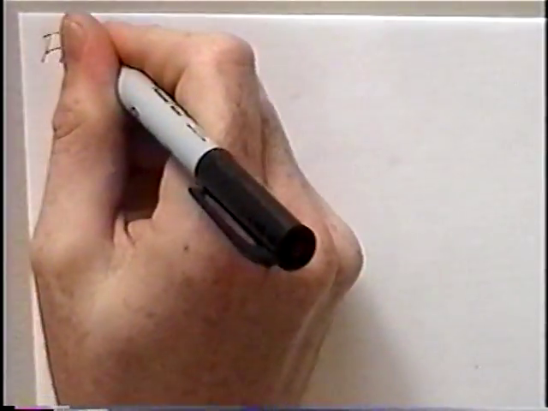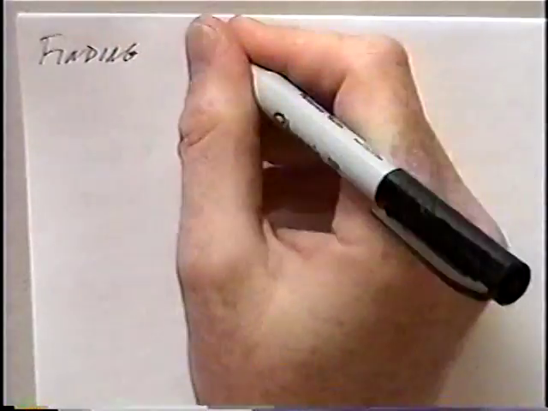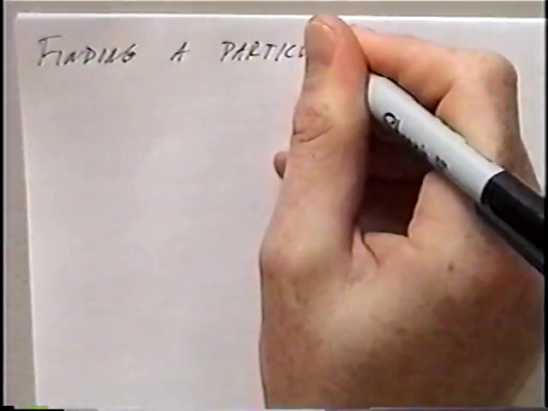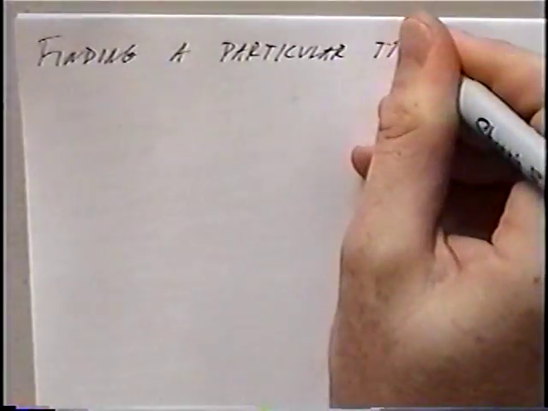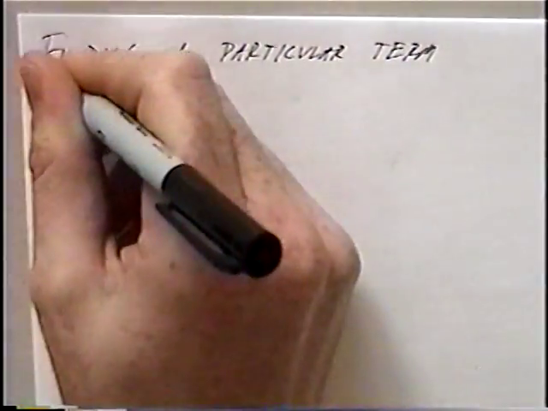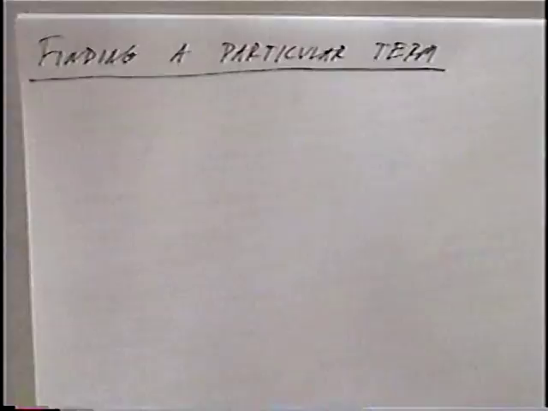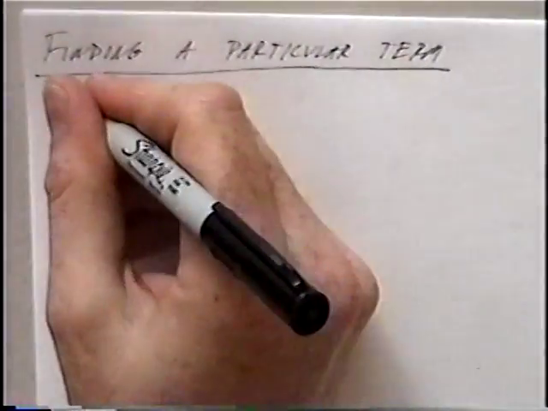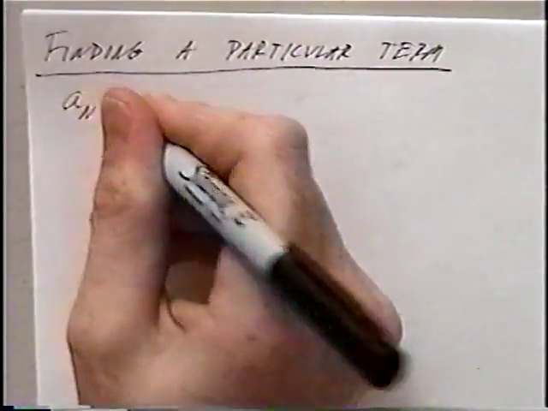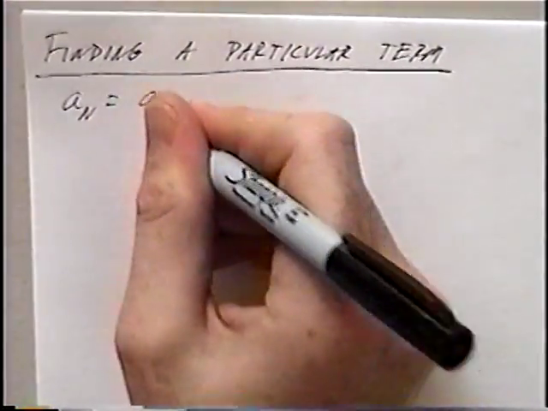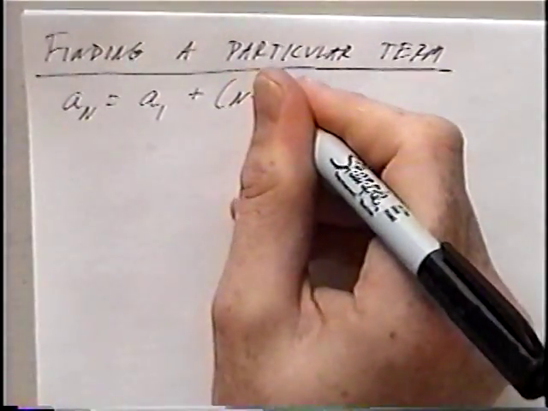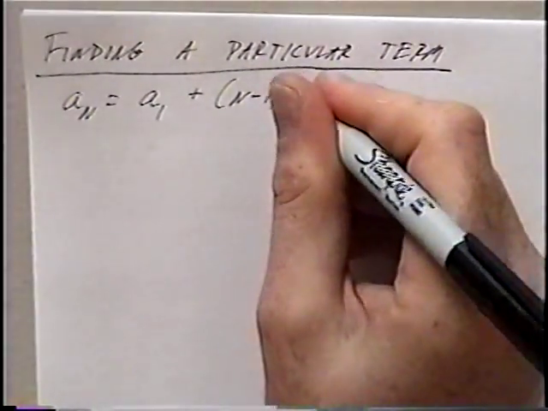Title of last section of notes today is Finding a Particular Term. Formula for this section is a sub n equals a sub 1 plus, in parentheses, n minus 1, times d.